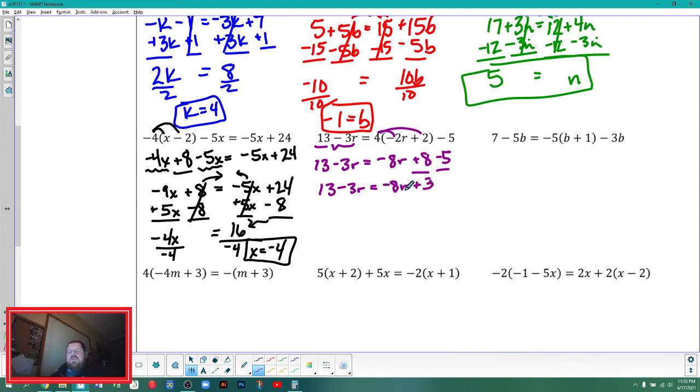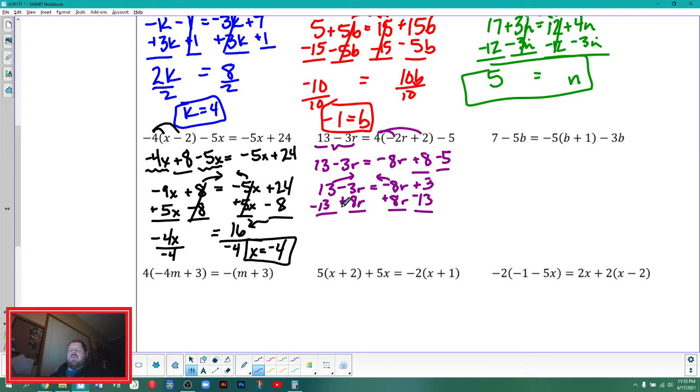Decide which way you want to move stuff. Decide first which way you want to move your variable, then move your number the other way. Again, it doesn't really matter. I'll move my variables left, my numbers right. Because I do like my variables on the left. That does seem a little bit nicer. And I'll subtract the 13, subtract the 13.